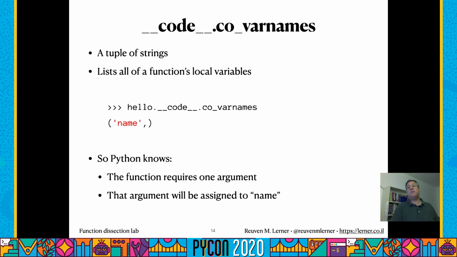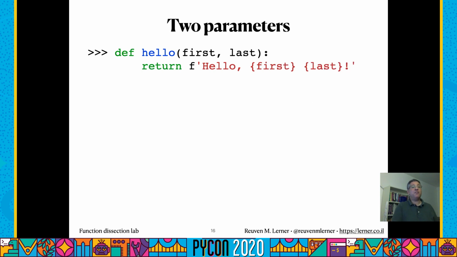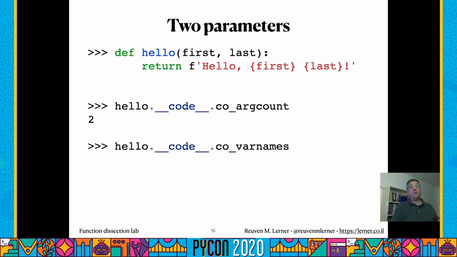So Python now knows that the function requires one argument. And that argument is going to be assigned to name. And if we get no arguments, the name is missing a value. And sure enough, when we run hello without any arguments, we get the error message, hello is missing one required positional argument called name. What if our function has 2 parameters? Def hello first and last, return hello first and last. Well, if we look at co_argcount, it's going to be 2. And if we look at co_varnames, it's going to be first and last.